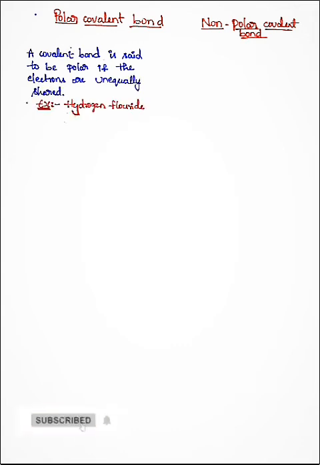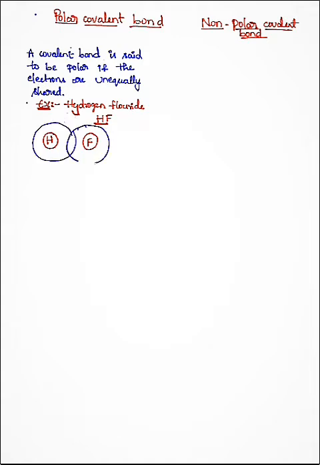For example, consider the hydrogen fluoride. These hydrogen and fluorine atoms form a covalent bond by sharing of one pair of electrons. Here fluorine atom is more electronegative than hydrogen. It means fluorine atom pulls the shared pair of electrons towards itself.